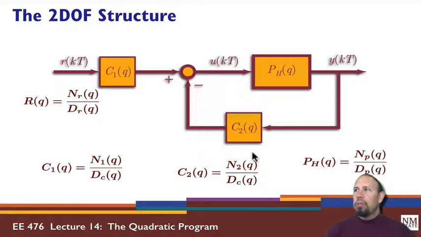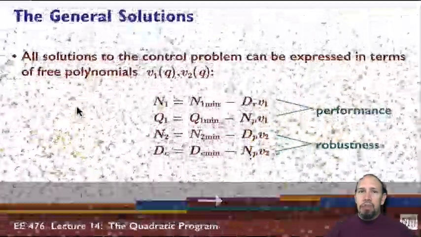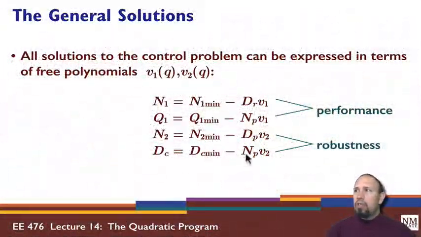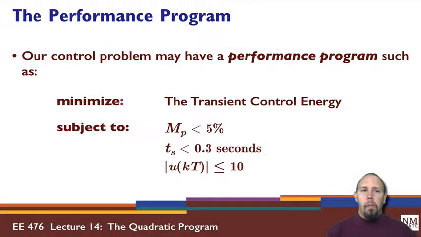Again, we have this 2 degree of freedom structure. We have N1, N2, and DC that we're looking for by way of our controller, given a plant with numerator NP and denominator DP and a reference tracking signal NR over DR. And again, for now, we're assuming that we're going to be using just a step input. So once again, the general solution to our Diophantine equations involves these polynomials V1 and V2. We've seen that the performance basically is associated with these two polynomials, and so we'll continue working with those.